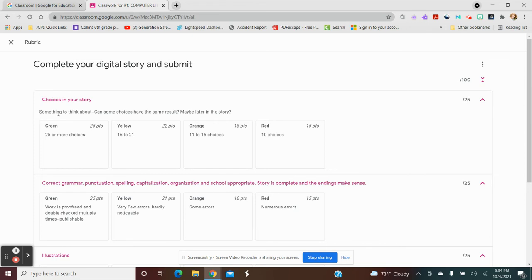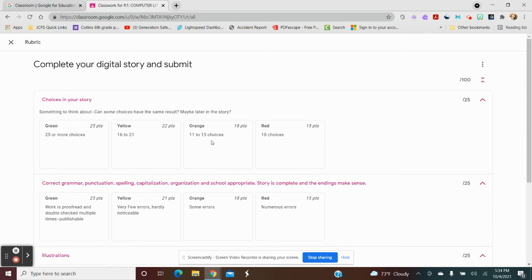So the first one, something to think about. Can some choices have the same result? Just something to put out there. So this first one is choices in your story. So if you have only 10 choices, that's going to be in the red category. With the number of people working, the amount of time we've devoted to this, you all said those other ones were lame. 10 choices, kind of lame. You can go to orange category if you have 11 to 15 legitimate choices.